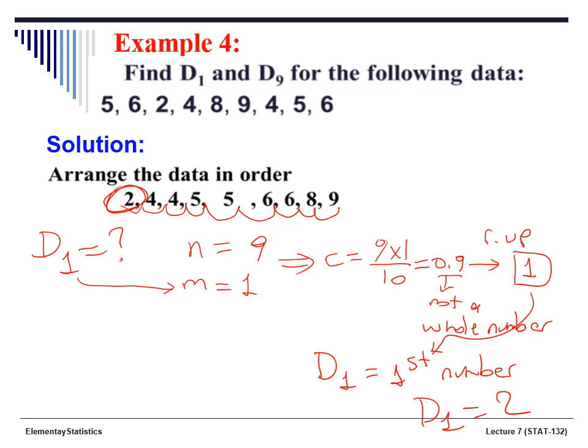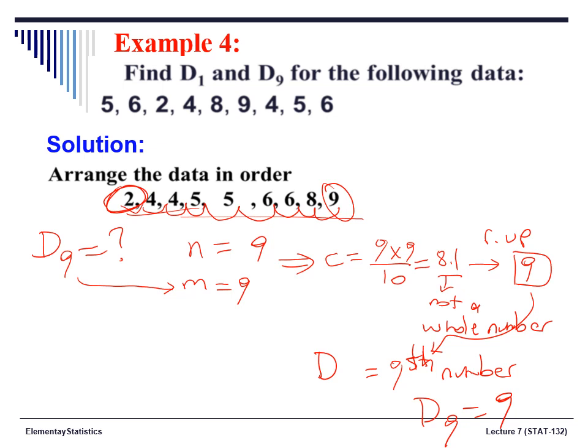Now we can do the same thing for D9. I will erase these parts here. So let's do it for 9: m becomes 9. So we have 9 times 9 divided by 10, this is 8.1, so it becomes 9 when you round it up. So this will be just the 9th number. The 9th number is 9 when you count, so D9 will be equal to 9.